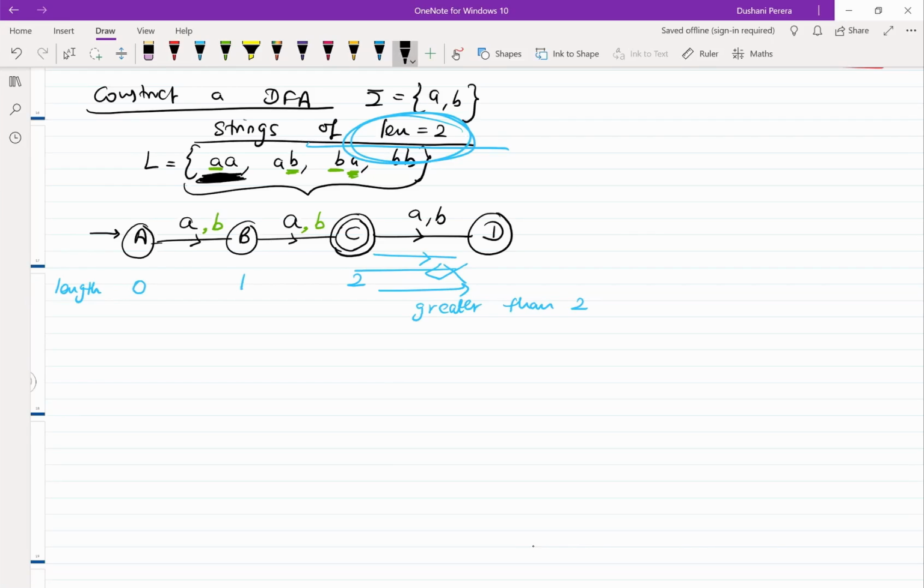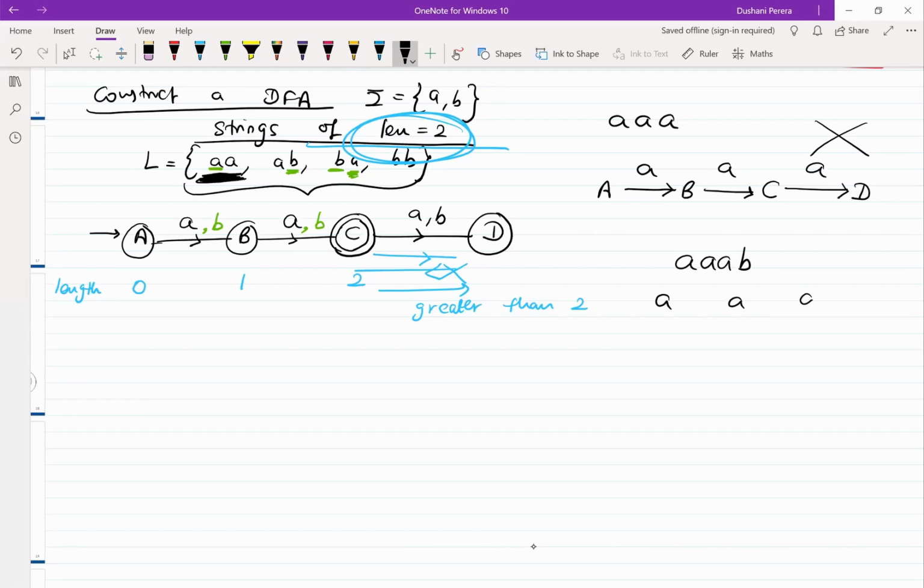Okay, so for example, suppose a string comes. I'm initially at A, capital A, I go to B, then I go to C, and now I go to D. Okay, so D is not the final state, so this is rejected. Now suppose a string like A B comes, then what will happen? I go to B, I go to C, I go to D. Beyond this I don't have a state that I've defined.